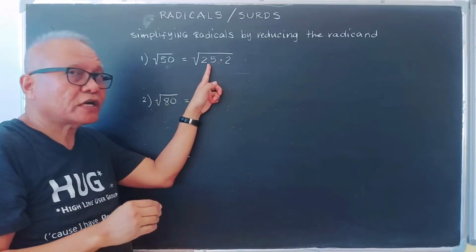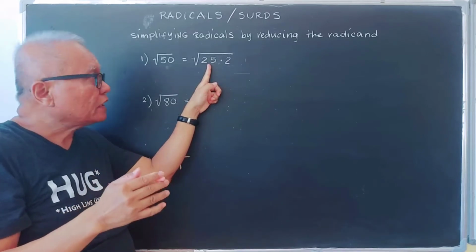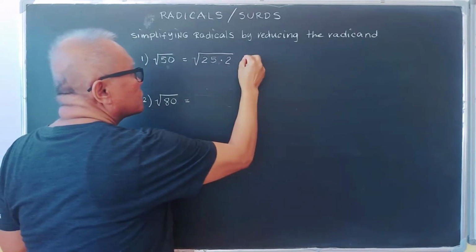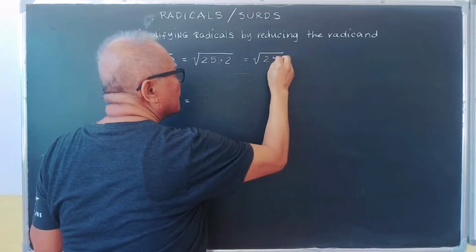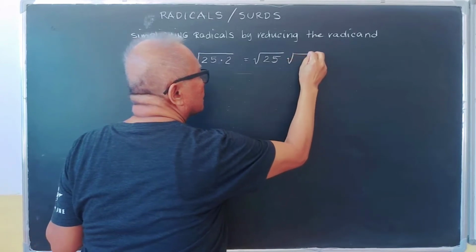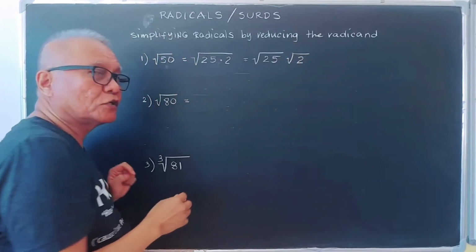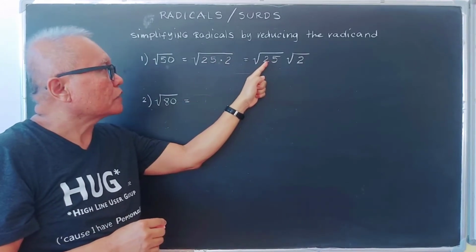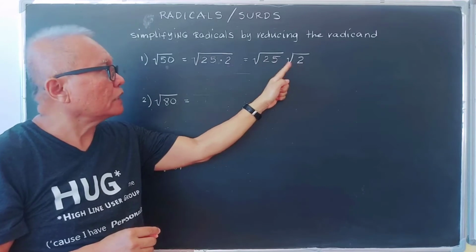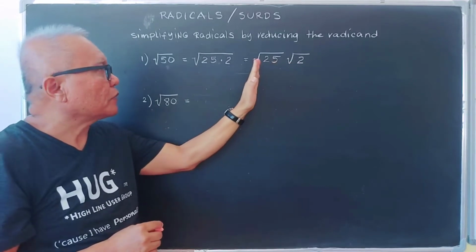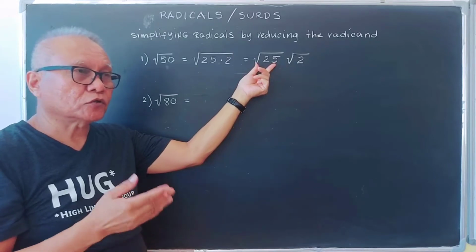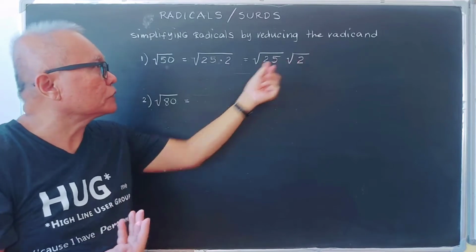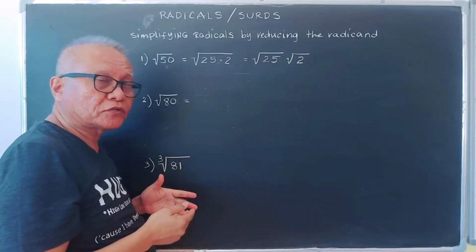Now, this 25 is a perfect square, meaning we can take the square root of 25. So we can write this one also, square root of 25 here, and square root of 2 there. Which is better for you? The square root of 25 times 2, or the square root of 25 times the square root of 2? I think this one's better because you can separate the one that you can take the square root, cube root or fourth root of, and the one that you cannot, especially when you have letters already.